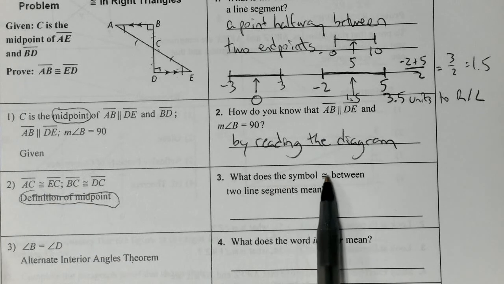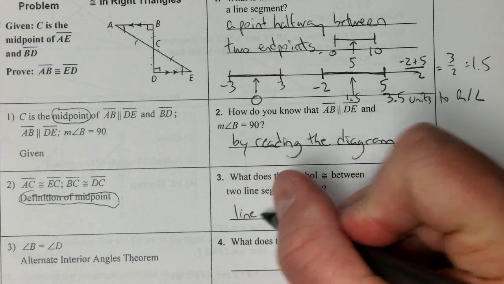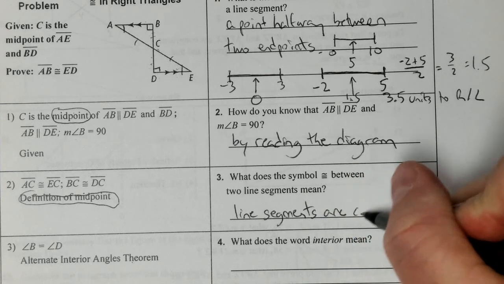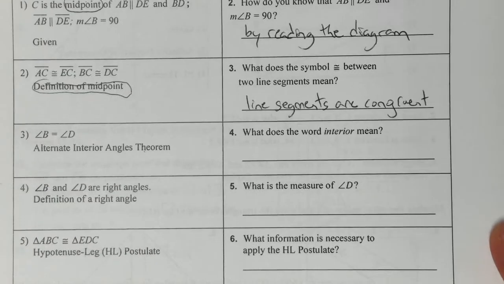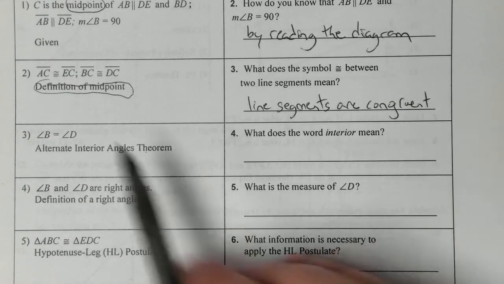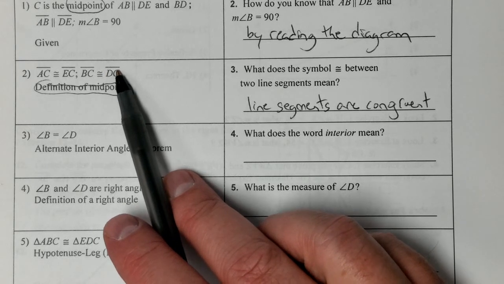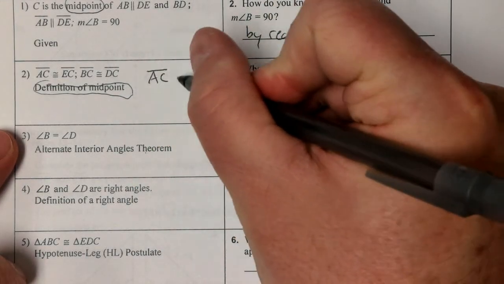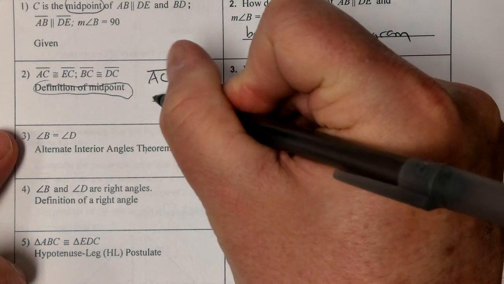Over here it says, what does the symbol mean when it's between two line segments? So that would just be line segments are congruent. Congruent and equal basically mean the same thing. It's just they use congruent when you have a bar above it, like calling it a line segment. So if it's AC like that, that's a line segment, and you'd use the congruent symbol.